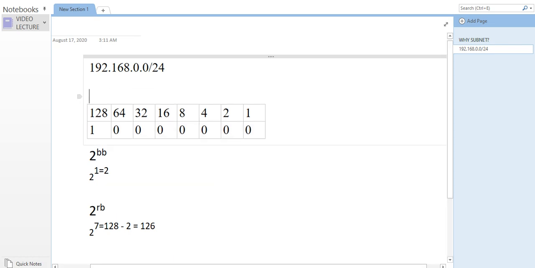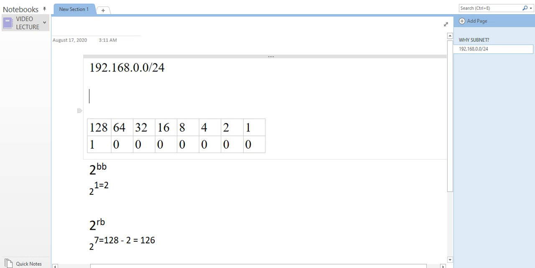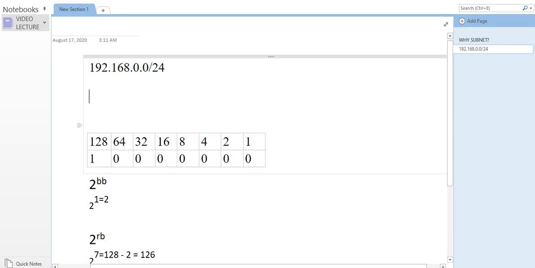Now that is our IP address. Let me start from here. Now our IP address is 192.168. Now network address, let me just put it as network first.